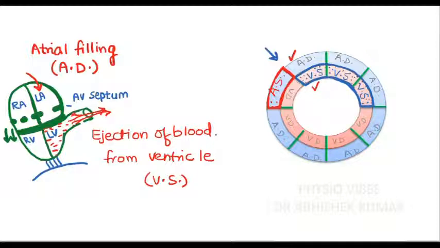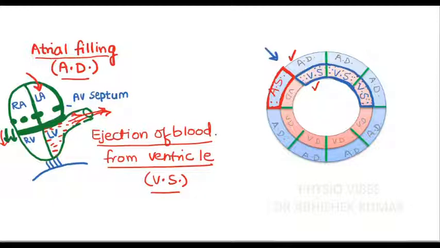So we have seen that as the ventricle contracts, the AV septum is pulled downwards, due to which the size of the atrium increases and size of the ventricle decreases. The increased size of the atrium results in a low pressure zone in the atrium, which causes the atria to suck the blood, which results in atrial diastole. The increased pressure in the ventricle results in opening of the semilunar valve, which causes ejection of blood from the ventricle, which is known as the ventricular systole.